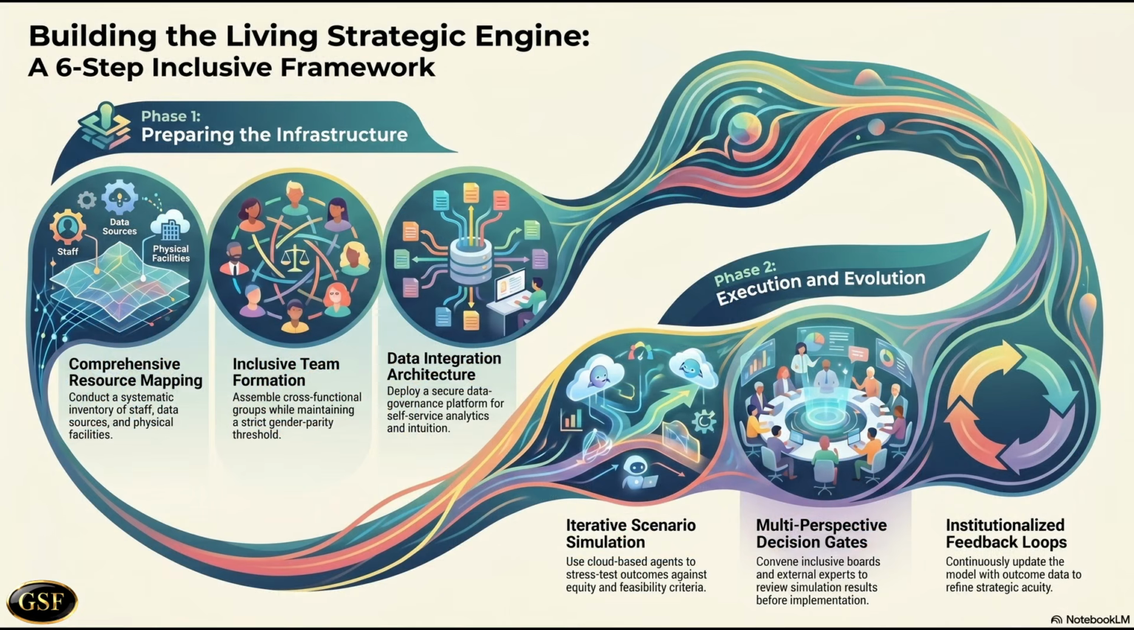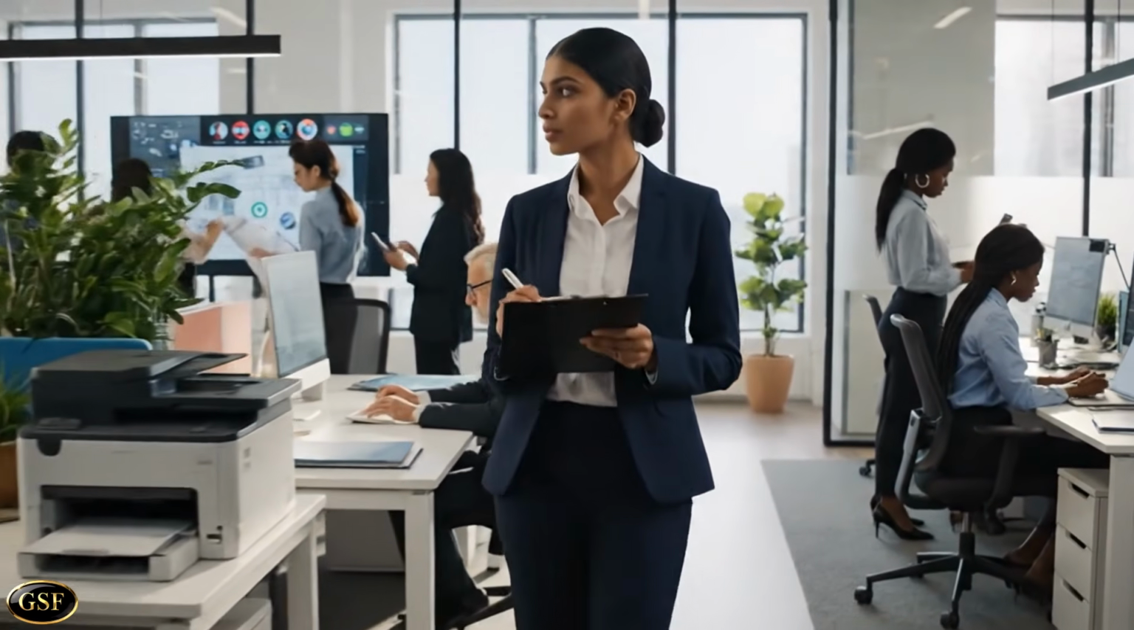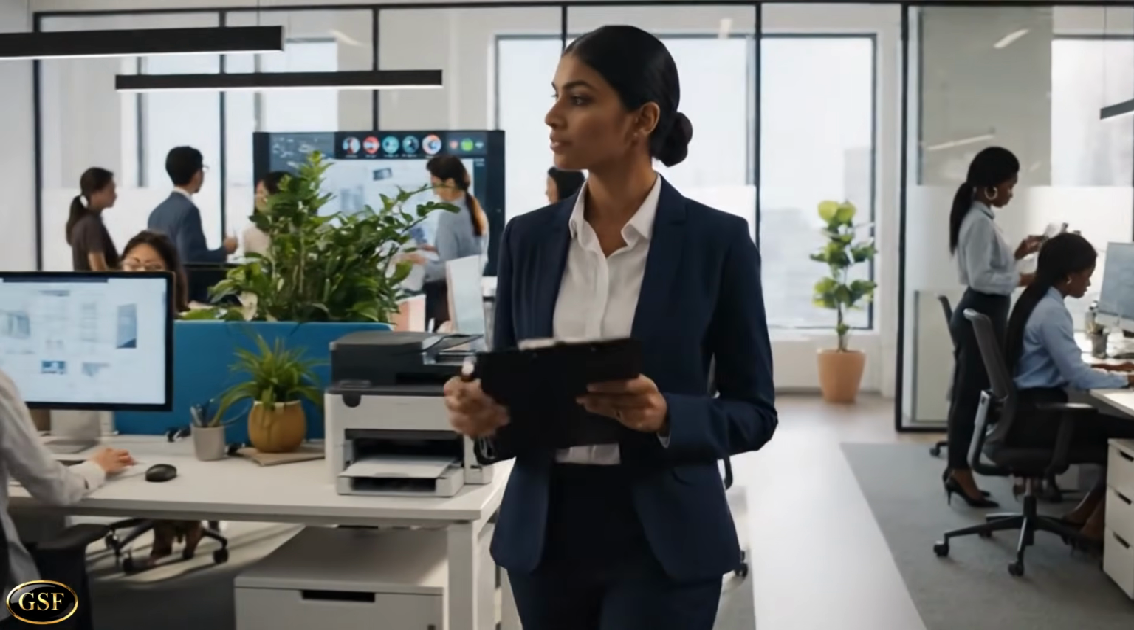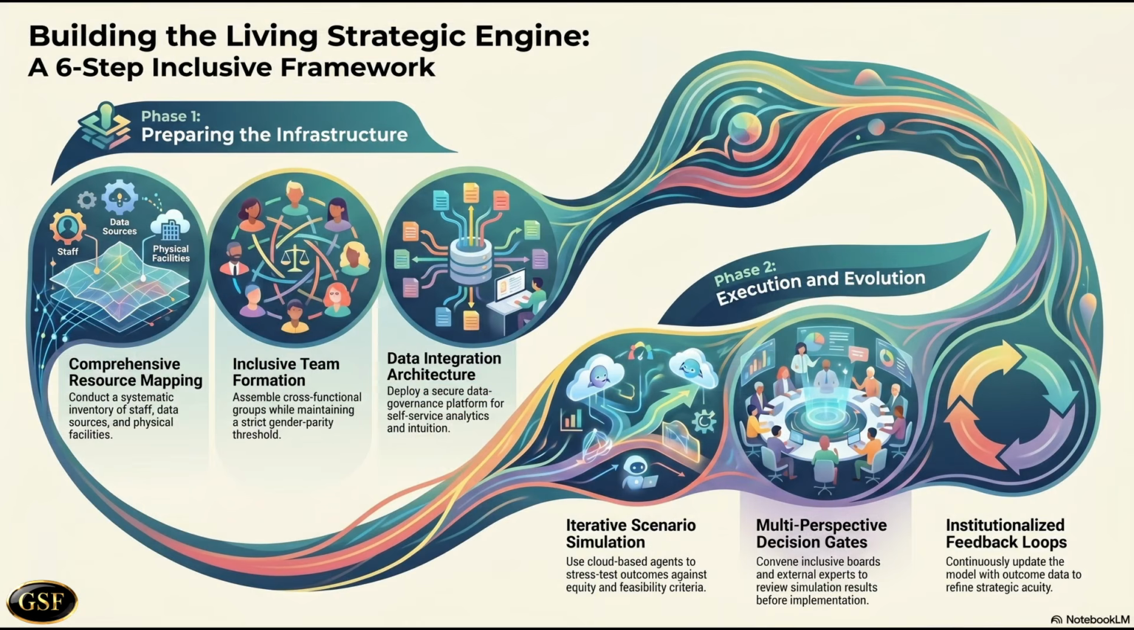Designing inclusive, resource-rich strategic processes. Having seen the power of integrating people, information and facilities, let us propose a practical framework that any organisation or government can adopt in 6 stages. Stage 1. Resource mapping. Conduct a systematic inventory of internal and external assets, staff composition, data sources, and physical or virtual facilities. Step 2. Inclusive team formation.